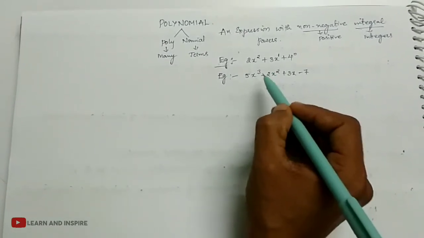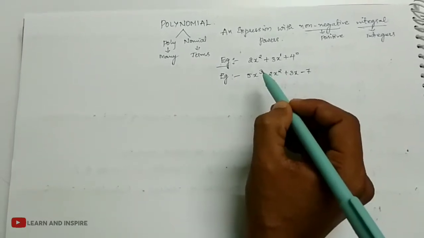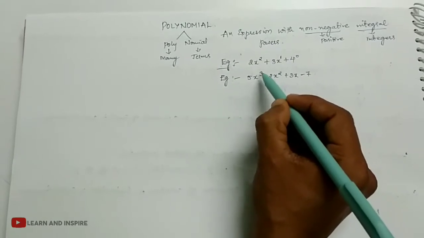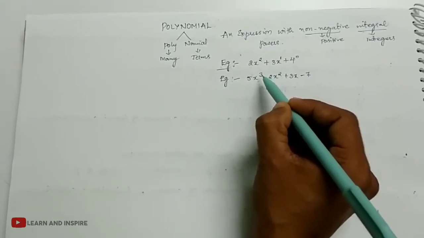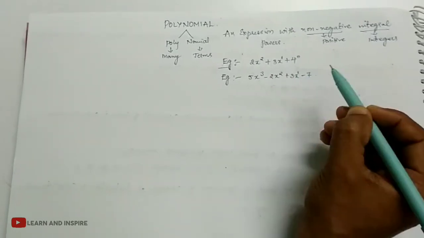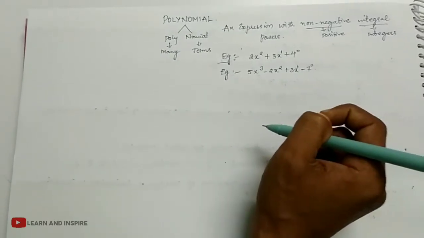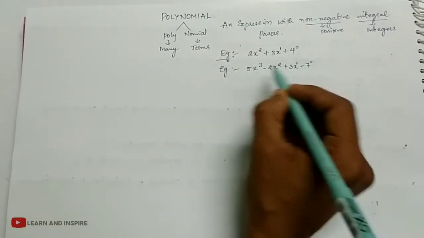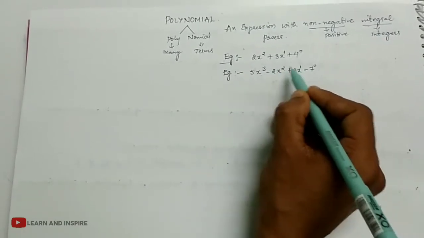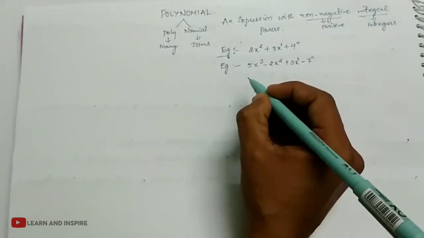Now in this expression, first we check the powers of the given terms. In the first term the power is 3, which is positive. In the second term the power is 2, which is positive, and in the third term the power is 1, which is positive, and in the last term we have 0. So in all the terms the powers are positive. Then we can say that it is a polynomial.